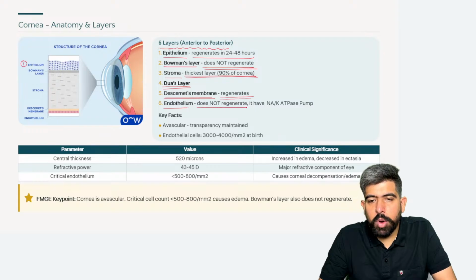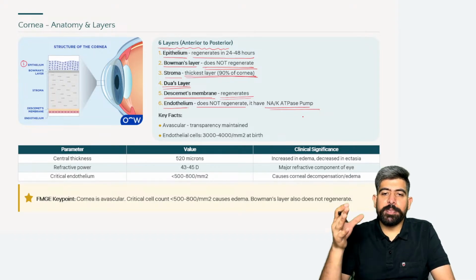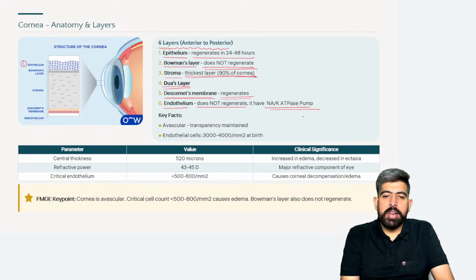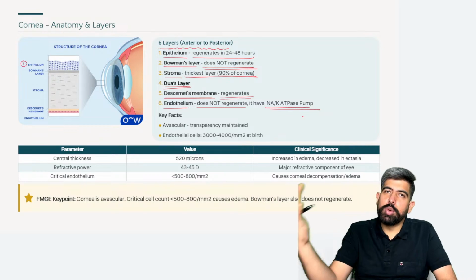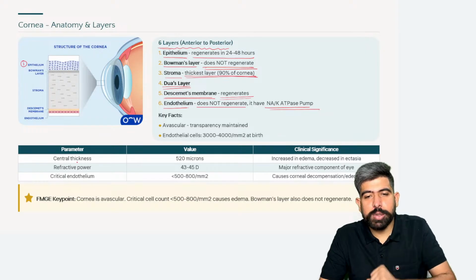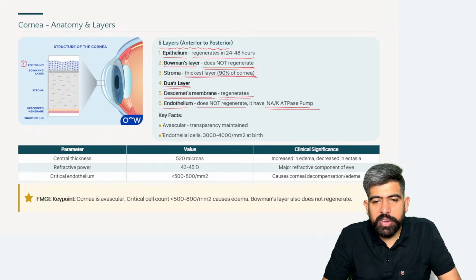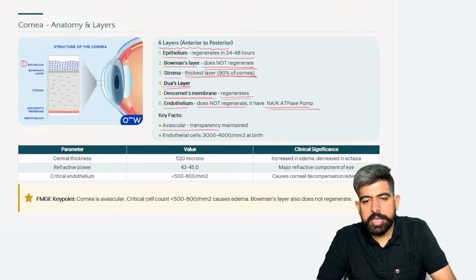This endothelium does not regenerate, and it has the sodium potassium ATPase pump. The endothelial cells give nutrition to the cornea through the aqueous humor. Through the aqueous humor it gets its nourishment, because the cornea is an avascular structure. Remember, the key factor here is that it is avascular to maintain transparency.